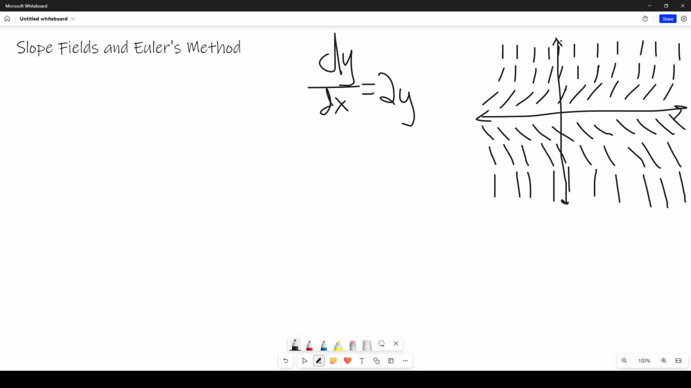Hey everyone, so in today's video we're going to talk about slope fields and Euler's method. So hopefully you remember a little about slope fields. They're derived using a differential equation. In this example we're going to use dy/dx equals 2y.